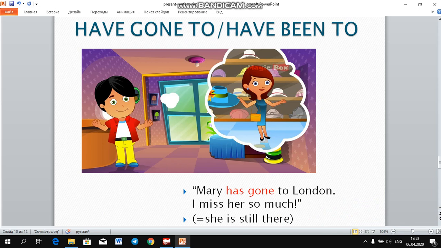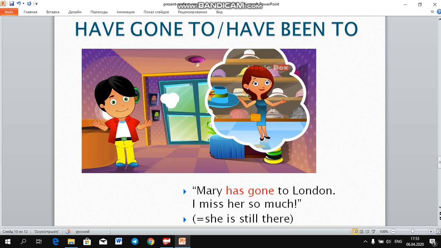And now about have gone to and have been to. Guys, do you know the difference between have gone to and have been to? Look at the picture. Mary has gone to London. I miss her so much. She is still there. It means she has gone to London and she hasn't come back. She's still in London.